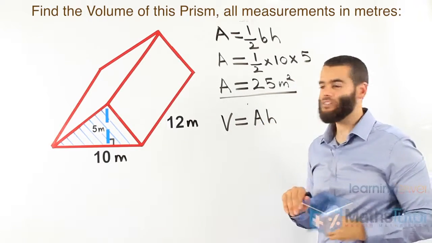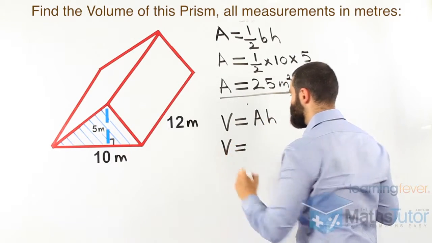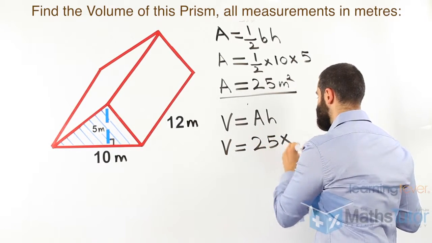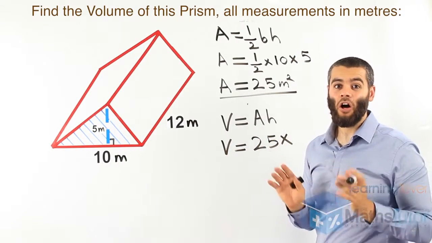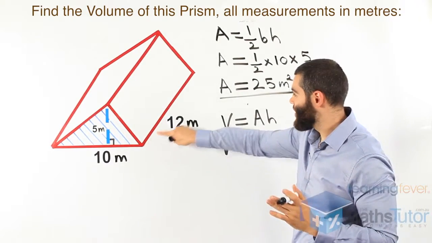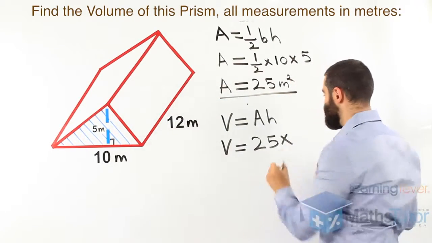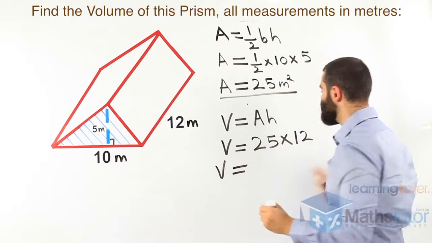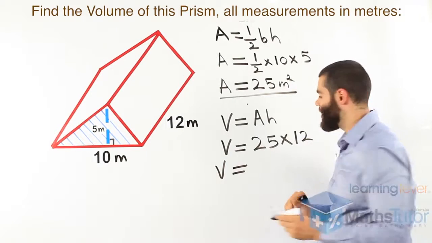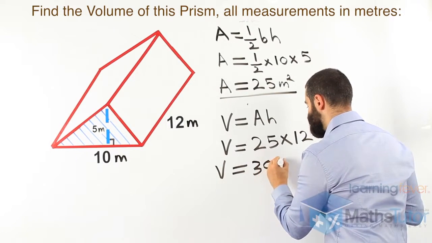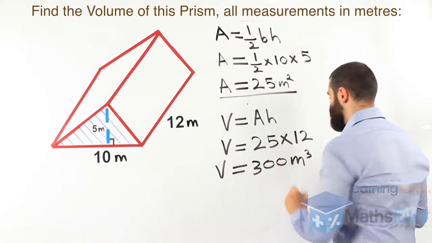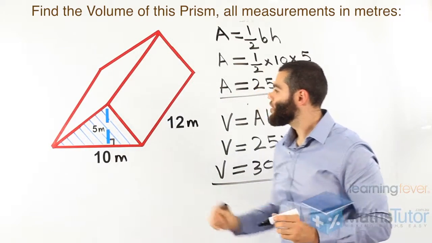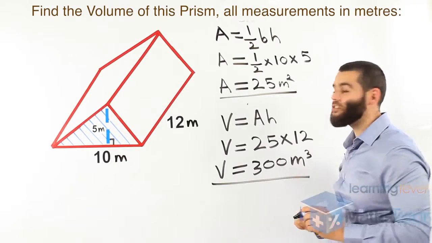V equals AH. V equals A, the area of the cross section, 25, times the height of the prism. Where is it? There it is. The height of the prism is 12 meters. 25 times 12, you can put in your calculator, 300 cubic meters. So the volume of this total triangular prism is 300 cubic meters.